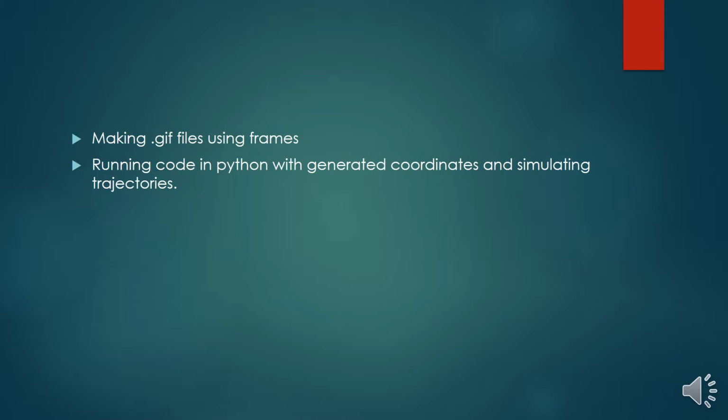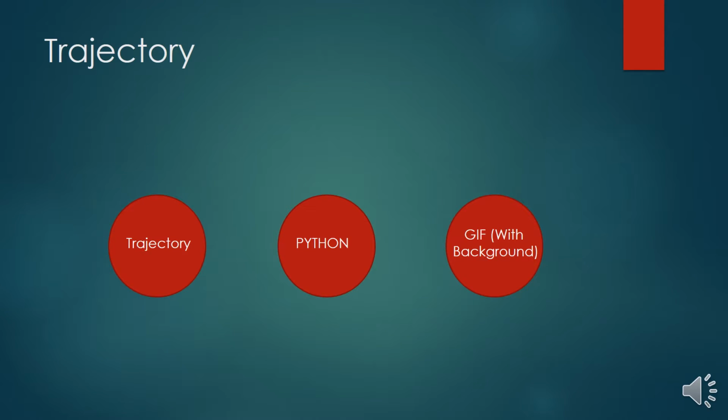After marking the frames, we used those frames to create a GIF file to simulate the movement. We again used the coordinates obtained from Photoshop to generate a simulation from Python code. So here is the basic simulation of the trajectory using the GIF files obtained from the frames.